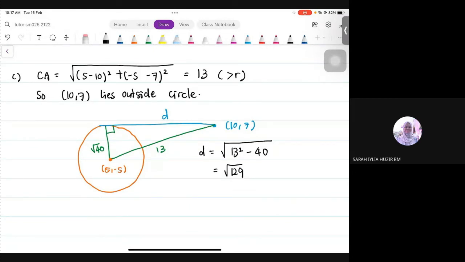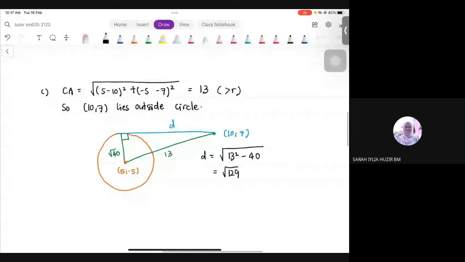Question C, the last one, is actually guided. You already have information you can use to find the length of tangent itself. Just make sure you understand the situation. You know which formula to use. Okay, settle.